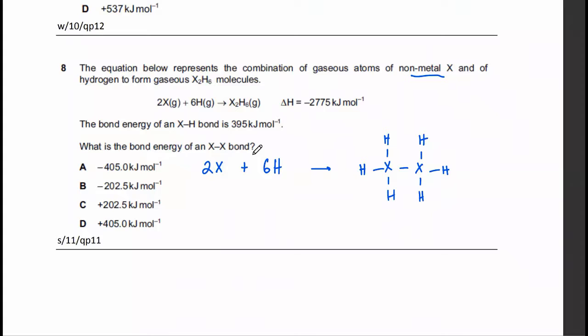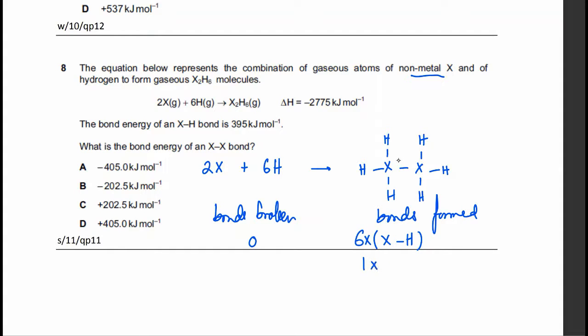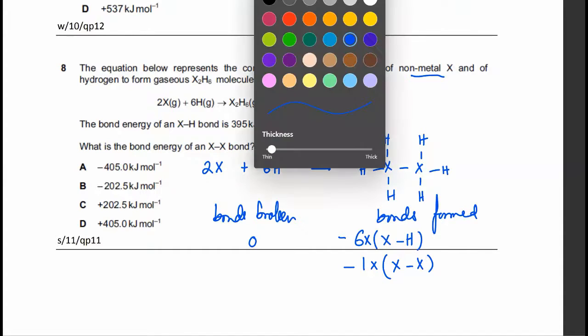So how many bonds are broken? No bonds are broken. So bonds broken is 0. How many bonds are formed? Between the X and the H atom, you can count that. Be careful. It's 1, 2, 3, and 1, 2, 3 over here. So that's 6 XH bonds, and there is one X-X bond that's also getting formed. And these values are going to be negative. They'll be exothermic.